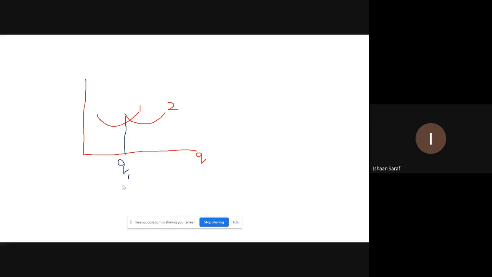Ma'am, I think the first one because the cost is lower than the second at that point. Which type of cost? Be specific. Average cost. Yes, average cost is lower in the case of one than two for Q1. So here you will choose technology one.